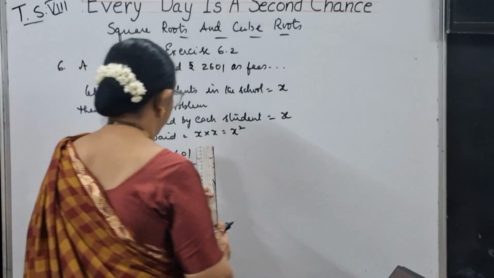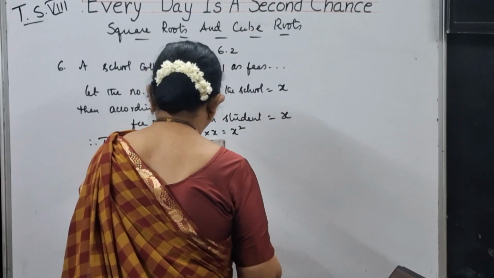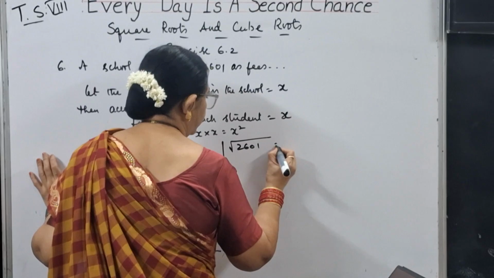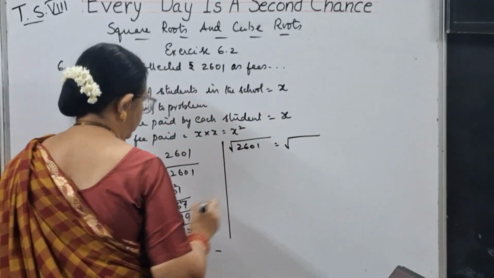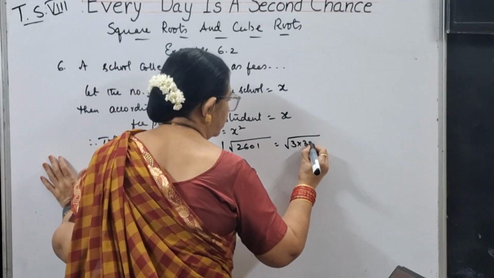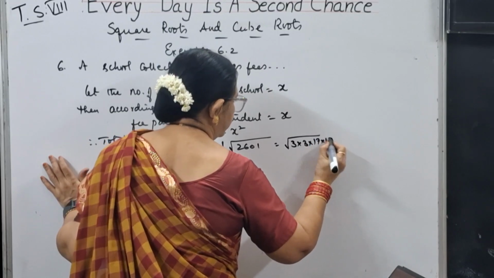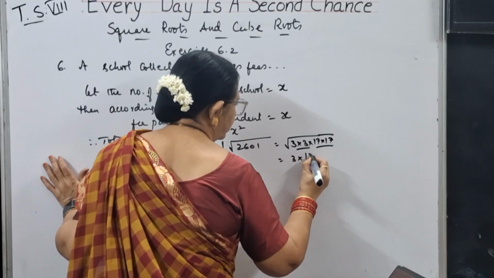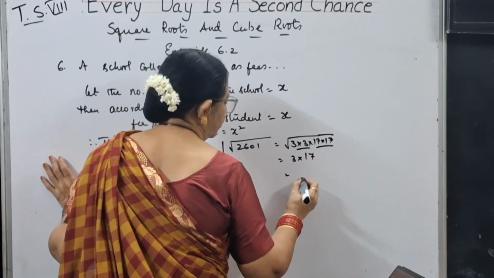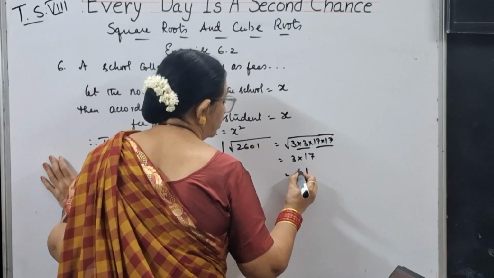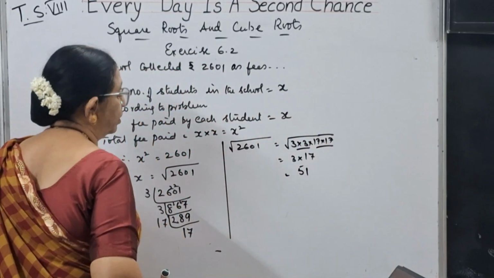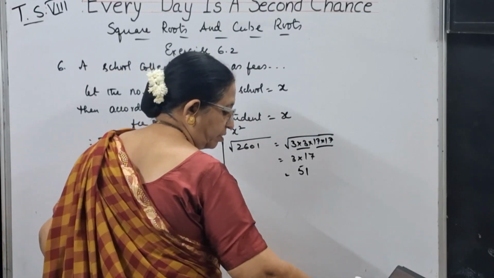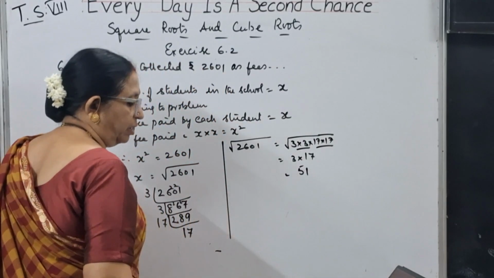Now, what can you say? Root of 2601 is equal to root of 3 into 3 into 17 into 17. That means instead of 2 threes, 1 three; instead of 2 seventeens, 1 seventeen. 3 sevens are 21, 3 ones are 3, 13. 17 threes are 51. So what is the question? They have asked to find the number in the sixth one. How many students were there in the school?